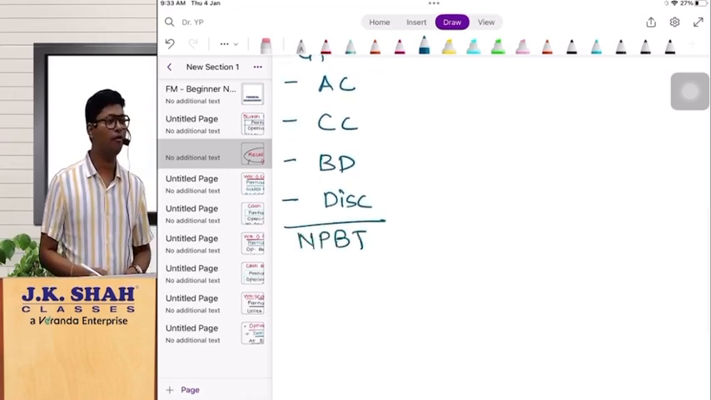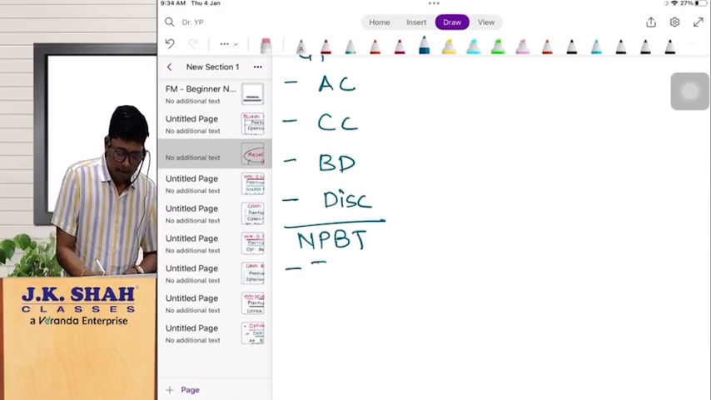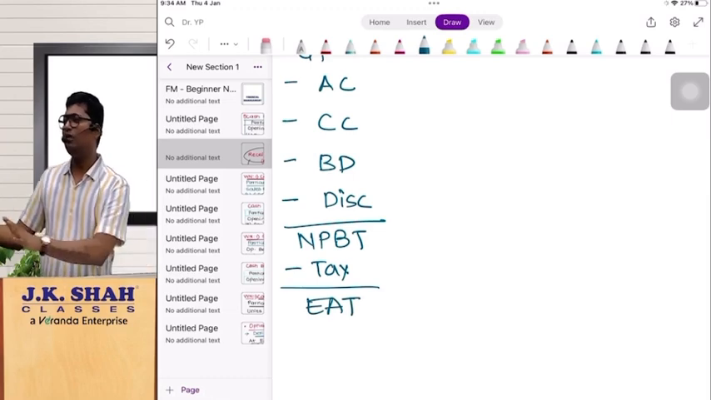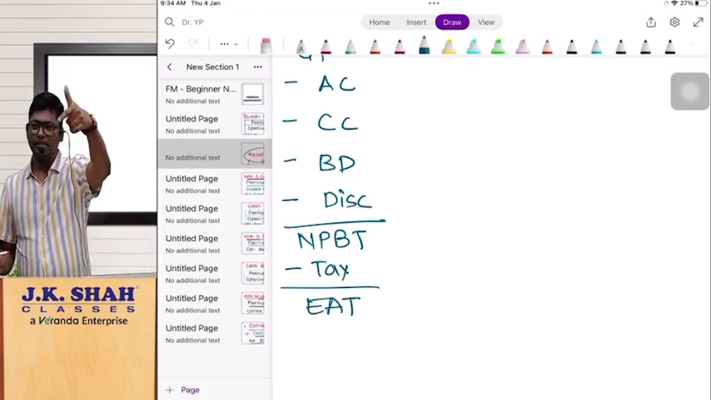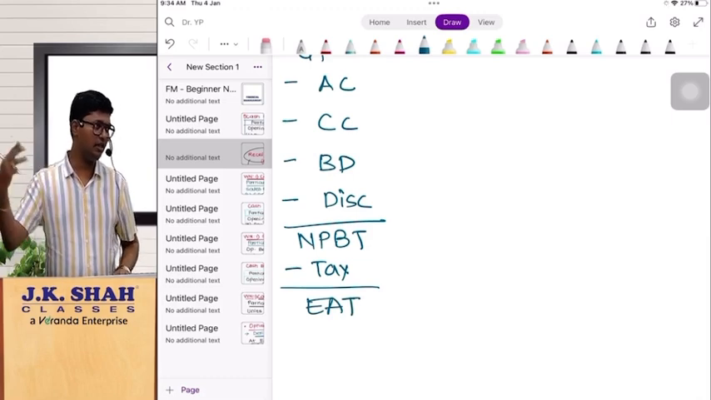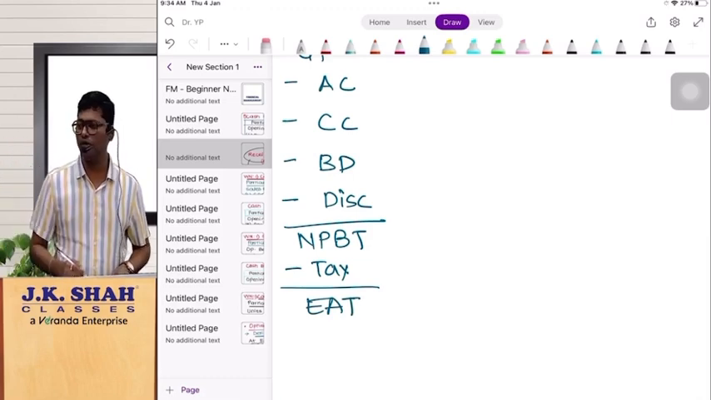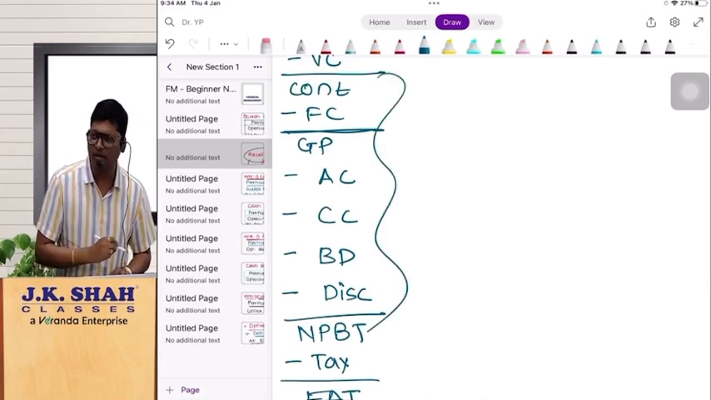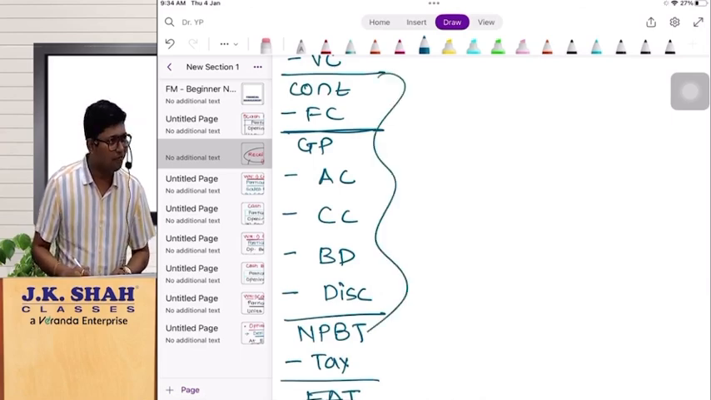NPBT. Guess the full form. Minus tax, you are going to get EAT. Any doubt till this particular point? Sales minus VC, contribution minus FC is equal to gross profit, minus AC, CC, bad debt, discount is going to give you EBIT. Sir, how do you know this is profit before tax? Because tax is not yet considered, no? So this is profit before tax.